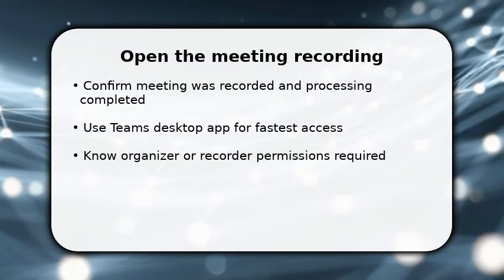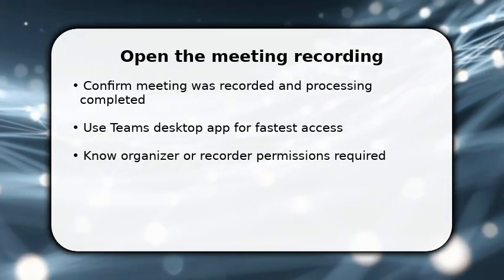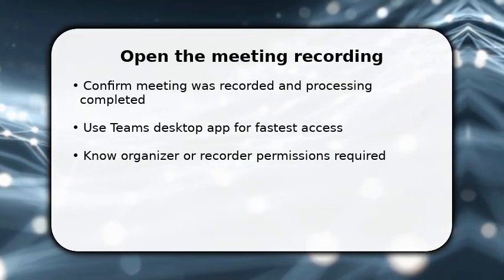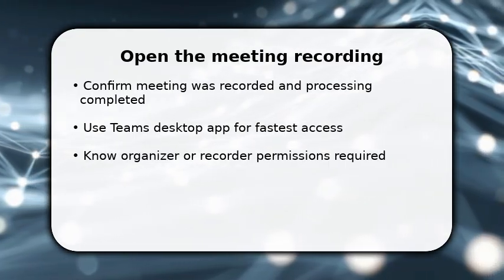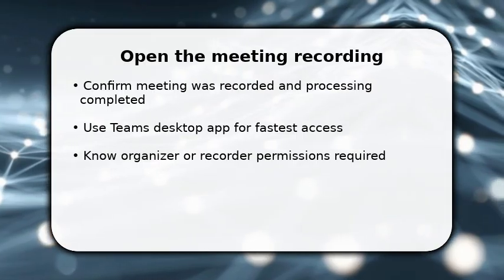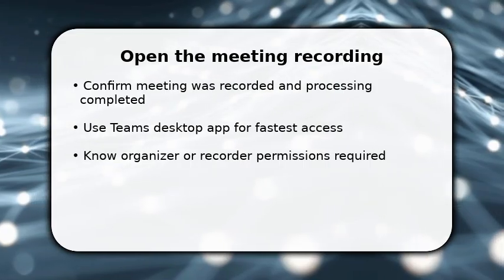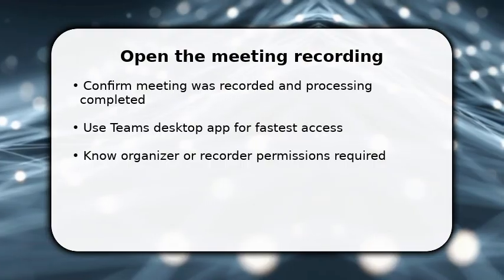You start by opening Teams and going straight to the meeting chat or channel where the session took place. Look for a message labeled recording or a playback thumbnail. That indicates processing finished. If you don't see it, check the organizer's OneDrive or SharePoint. Recordings are stored there. Once done, make sure you have the right permissions. You need to be organizer or a permitted participant to download or share the file.